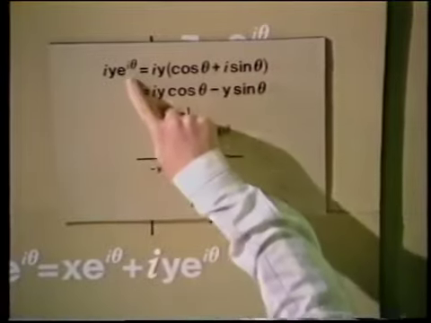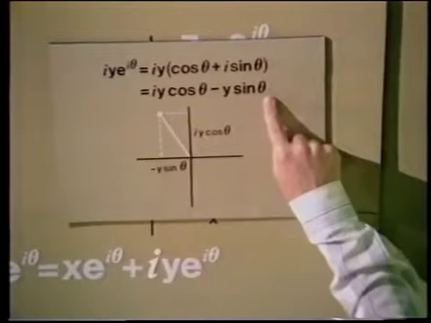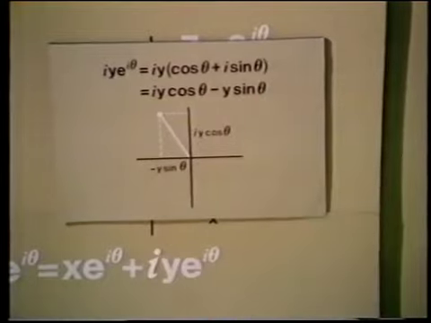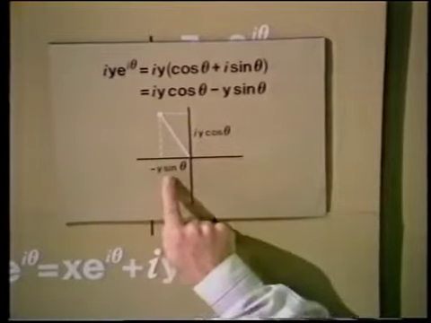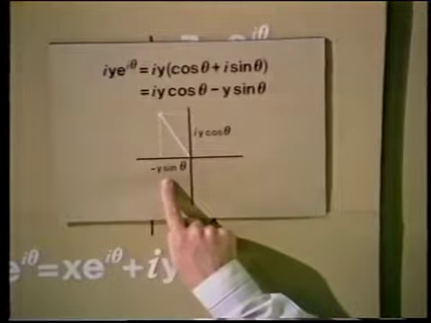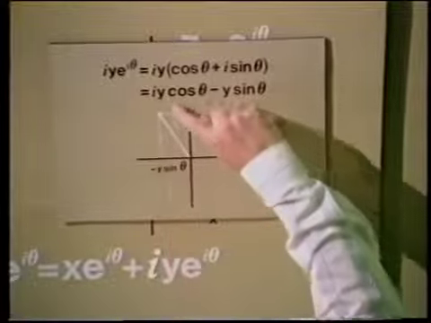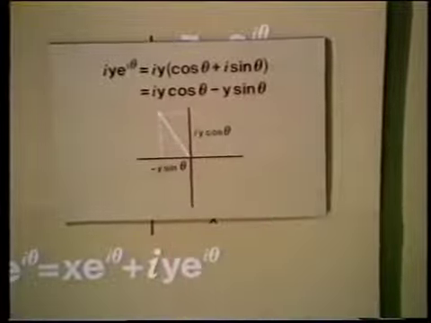Well, we can expand the exponential as cos plus I sine, and so we get these two terms. We can plot that, imaginary part iy cos theta and real part minus y sine theta. So where's iy e to the I theta? It's just at the corner of the rectangle.